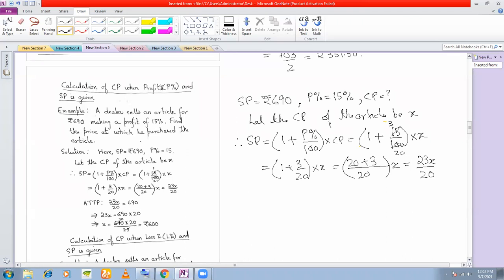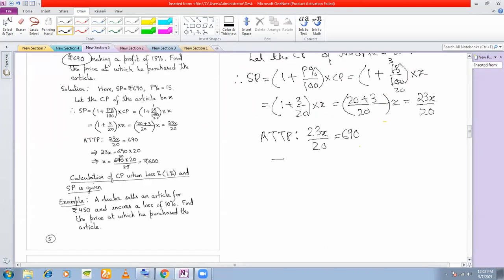So what is the selling price given here? Selling price is given here to be 690. So therefore, whatever selling price that you have found in terms of X, that must be equal to 690. Okay, and from here you can solve for X. So let's calculate the value of X, solve this equation, cross multiply. 23X into 1 is equal to 690 into 20. That means X is equal to 690 into 20 divided by 23.